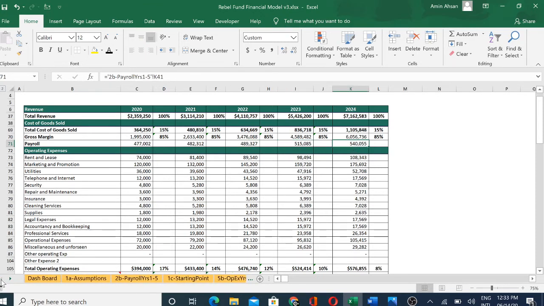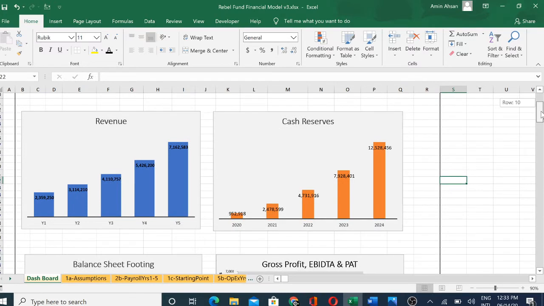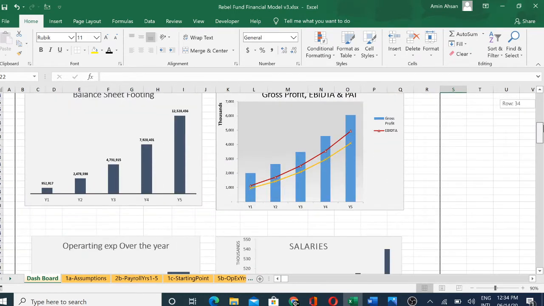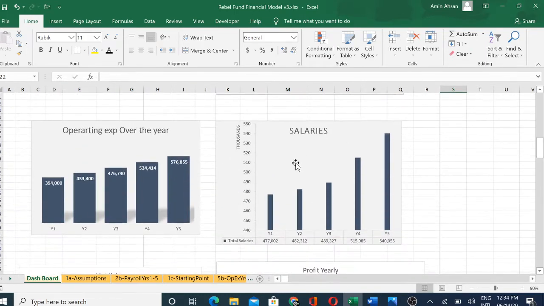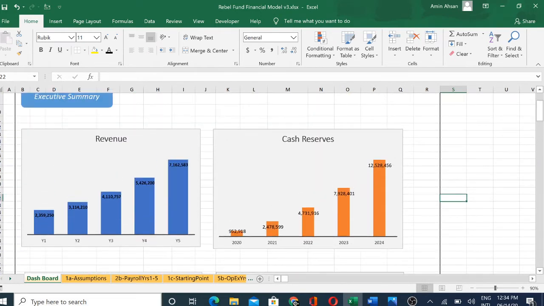Now you can see that these are the graphs we have discussed. These are the revenue graph. We have entered the revenue and see what the revenue is. This is the graph of the revenue. This is the salaries graph, the total salaries in year 1, 2, 3, 4, and 5. Okay, so let's move ahead.